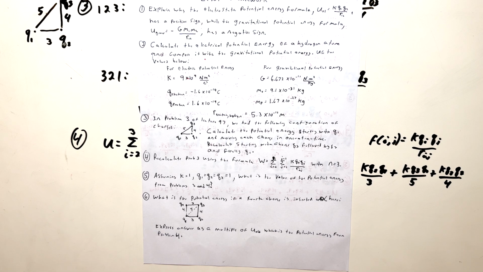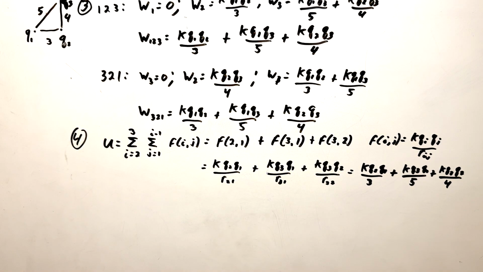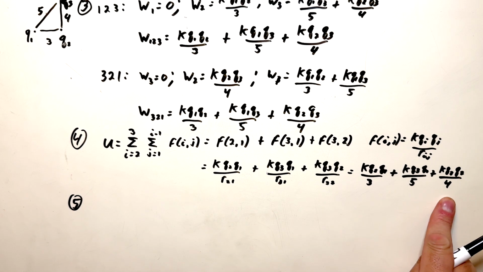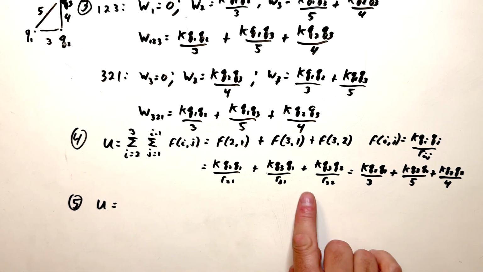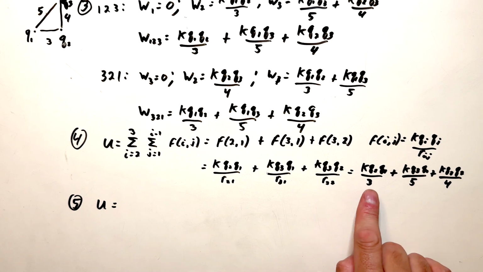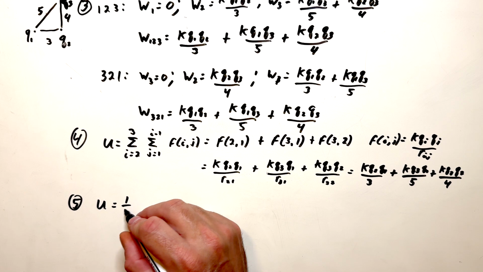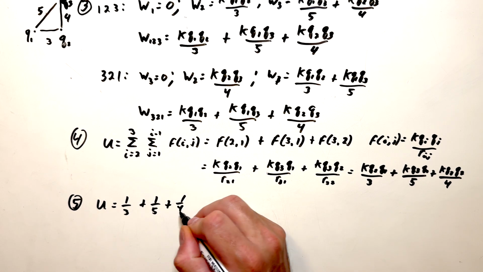Okay, problem 5, assuming k equals 1 and q1 equals q2 equals q3 equals plus 1. What is the value of the potential energy from problems 3 and 4? So we can use as our base pretty much any of these. We'll just use the last formula that we got here. So U is equal to, well, since k is 1 and q3, q2, and q1 are all equal to 1, all of the numerators here are going to be 1. So that's just going to be 1/3 plus 1/5 plus 1/4.